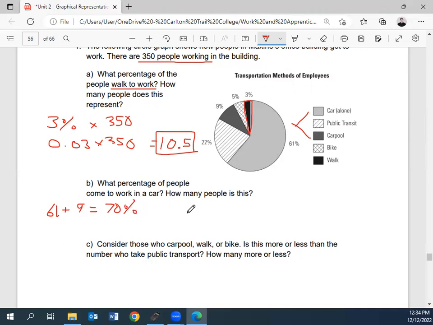And then how many people is this? Well, all I'm doing is I'm taking 70%. I'm just going to go straight to the fraction now. It will be easier if you always do it in fractions. On the top is how much of it I have, 70%, and the bottom is the total. So 70 of 100, times the amount that I actually have, which is 350. So the percentage of it I have over the percent of the total, times 350. So 70 over 100 times 350.